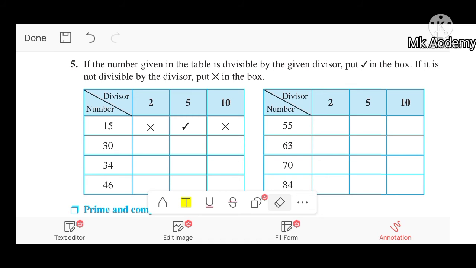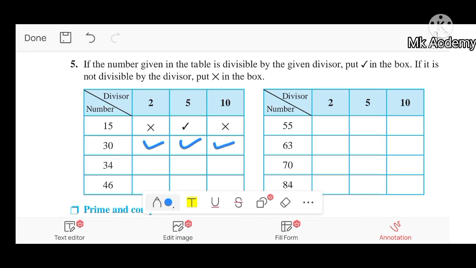Is it divisible by 2? No. Therefore you can put a cross mark. Then 5, yes, 15 is divisible by 5. Put right. Then 10. Is 15 divisible by 10? No. Therefore we put a cross mark. Now similarly, the second number, 30. Is 30 divisible by 2? Yes, then put a right mark. Then is 30 divisible by 5? Yes, put a right mark. Again 10?